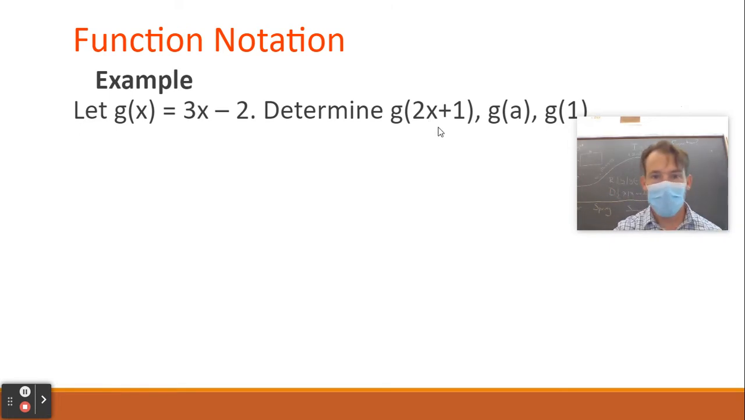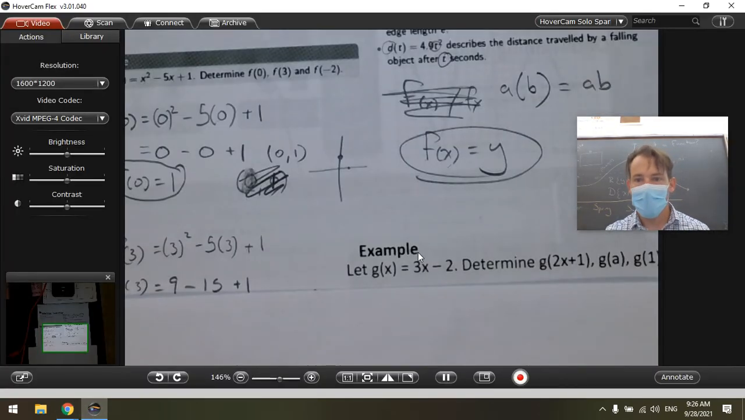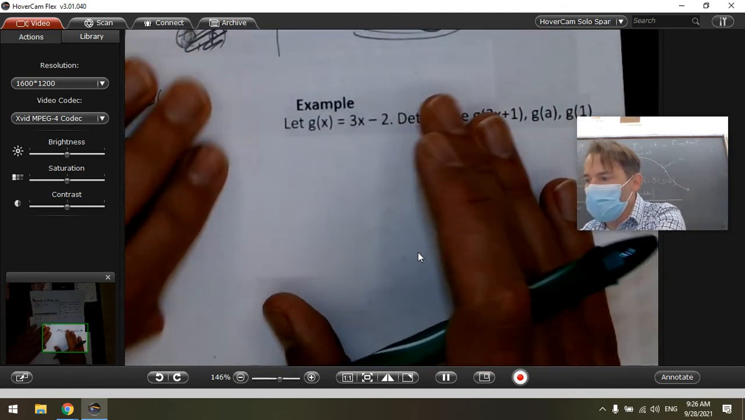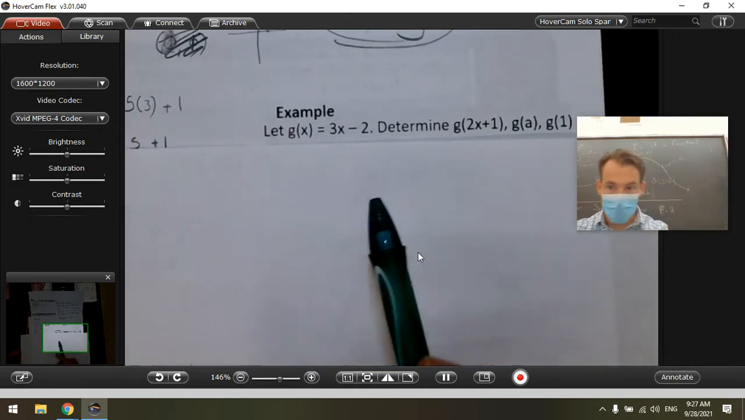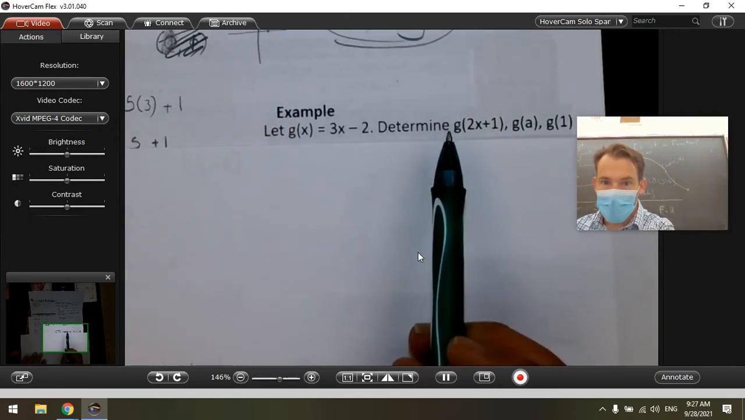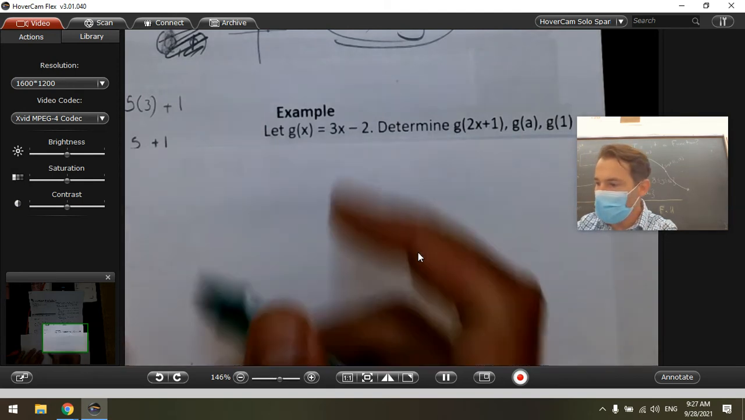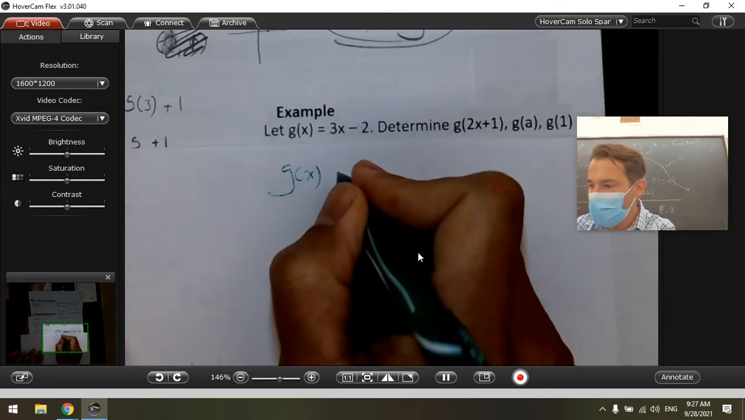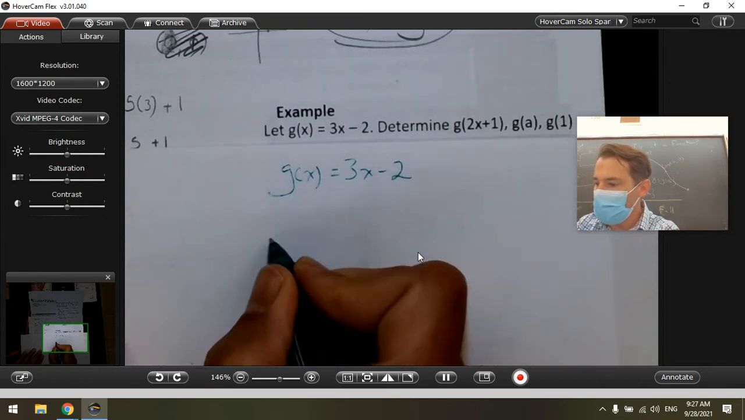All right, so over here, the way I'm going to tackle that is I just do exactly what I did with numbers, but in this case, I'm now substituting in a binomial, or another equation, right? So over here I want to know what's g at 2x plus 1. So I'm going to copy down g of x. I wrote on my handout, so I'm going to do this on a blank piece of paper, is equal to 3x minus 2. And then I substitute into brackets.